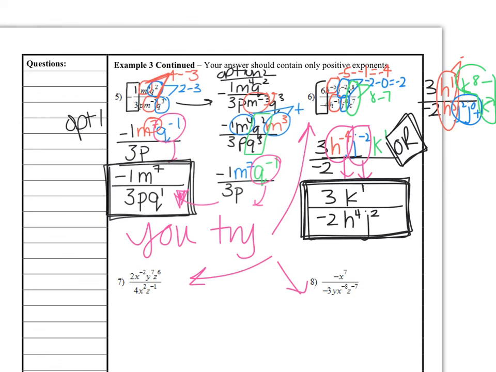Okay, so I'm actually going to let you try these problems now for questions 7 and 8, and then I'll go through the answers afterwards.